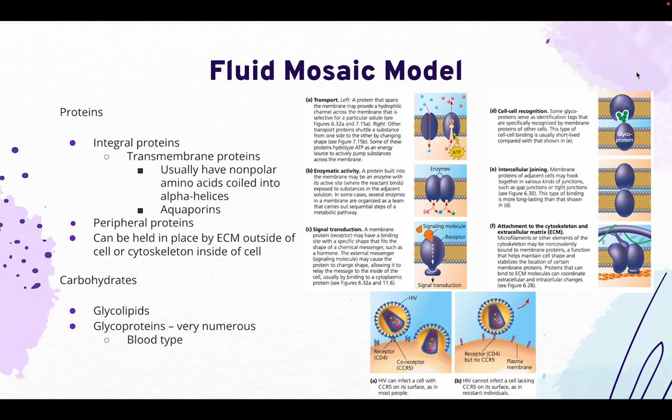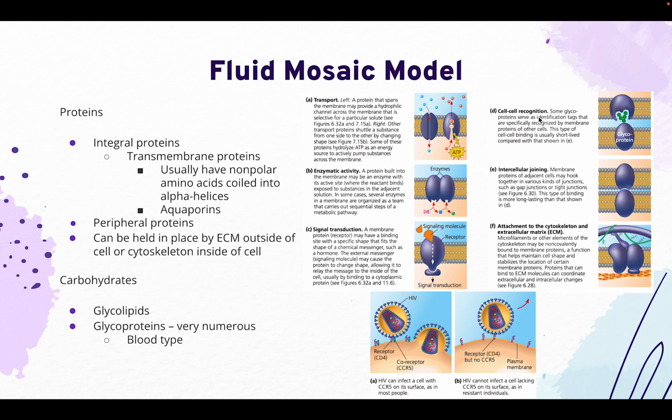So here's just a picture showing the different functions of proteins within a plasma membrane. You've got transport, enzymatic activity, and signal transduction, which we'll be talking about very soon. And then also cell-to-cell recognition.